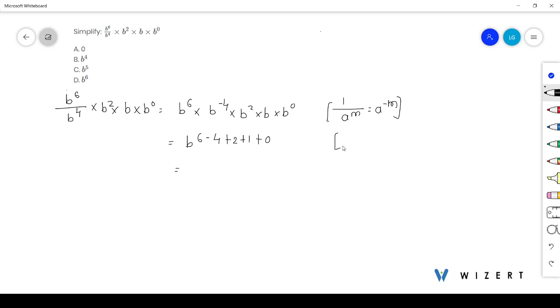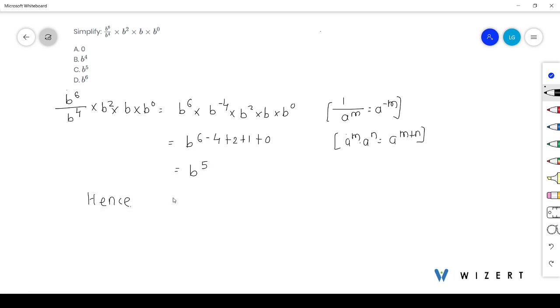This is because a to the power m into a to the power n means a to the power m plus n. So b to the power 6 minus 2 means 2, plus 2 means 4, plus 1 is 5. So it will be b to the power 5.